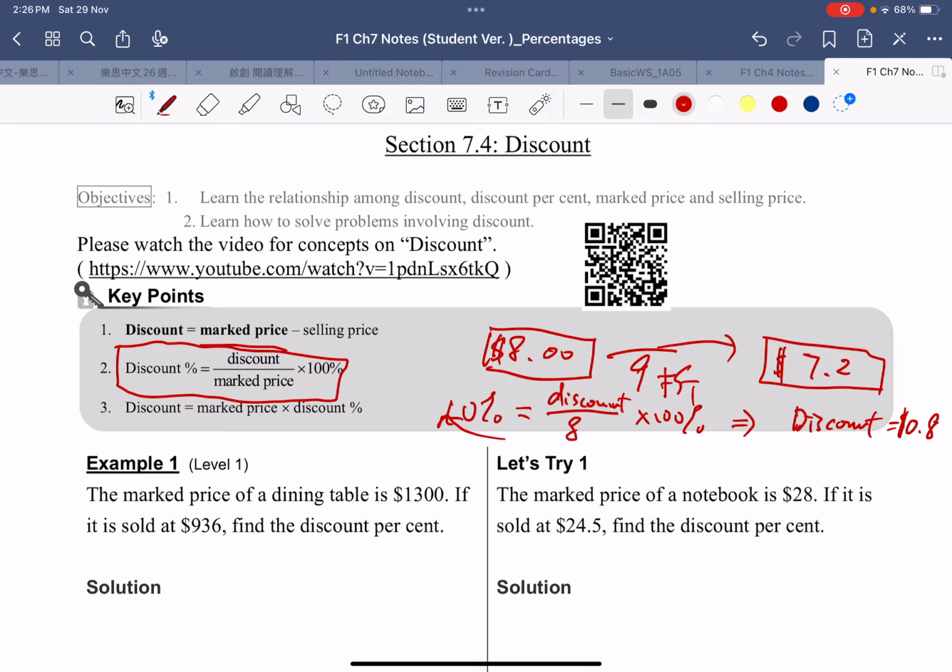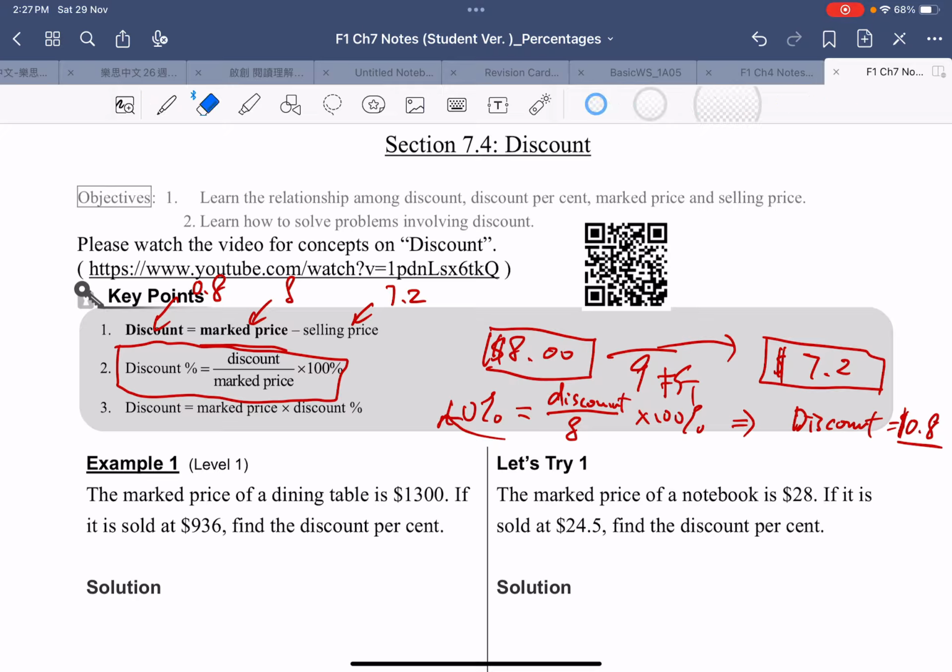And then the biscuit is sold at this amount less than the market price. So discount 0.8, market price $8. So what's the selling price? Of course, should be 7.2. You save $0.8 for that if it has a discount.